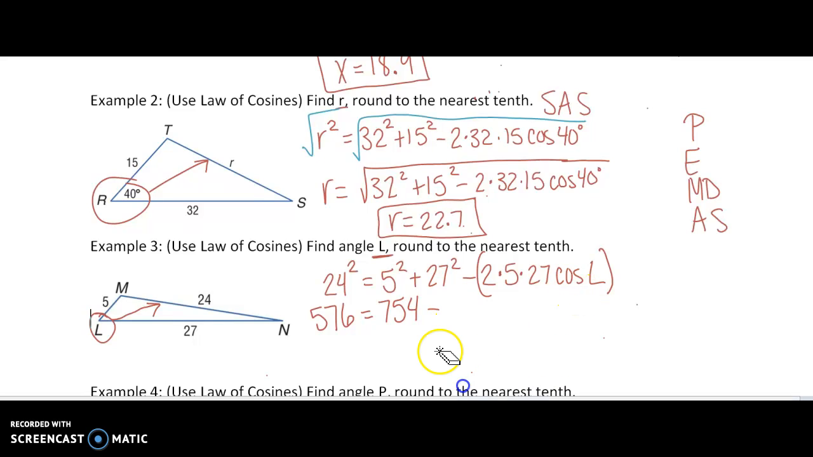So to see what I mean, you can still multiply 2 times 5 times 27, which is 270. I can multiply those and multiply it by cosine L, but I cannot subtract 754 and 270. You cannot because of this multiplication. This has to stay together. That 270 cosine L has to stay together until that's the only thing left on the right side. Okay? But with that said, I can move that 754 over to the left side. So to undo that, since it's a positive number, I need to subtract 754.